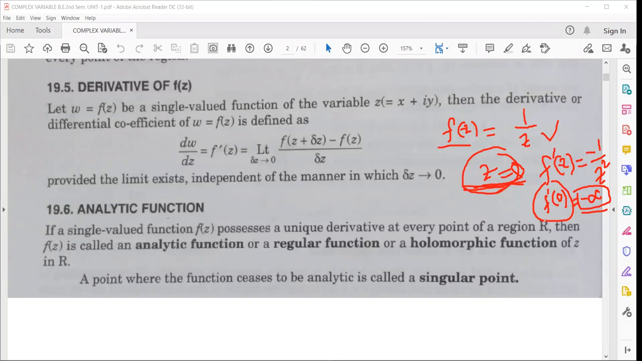And so you can say that this f(z) is analytic everywhere except at z is equal to 0. So the function is not analytic at the point z is equal to 0. That means z equal to 0 is a singular point. Is that clear?